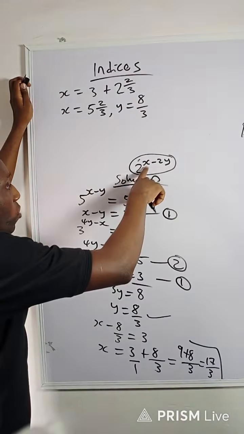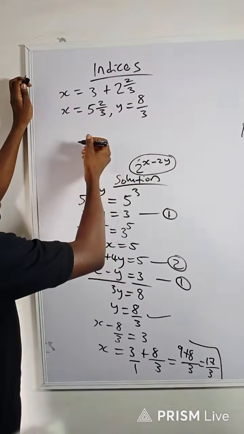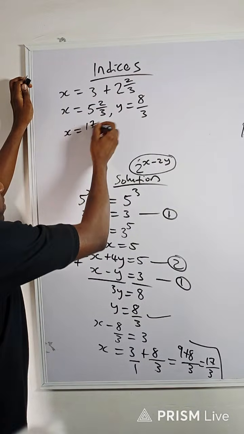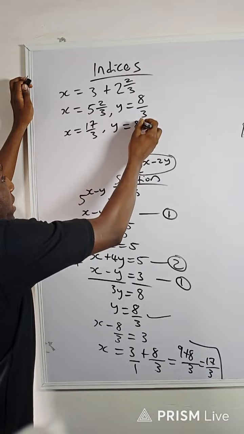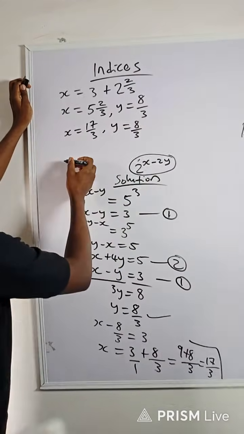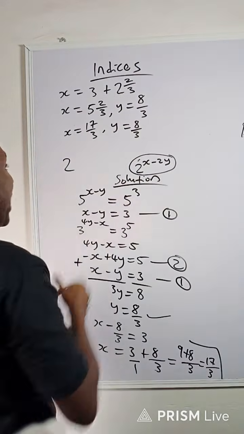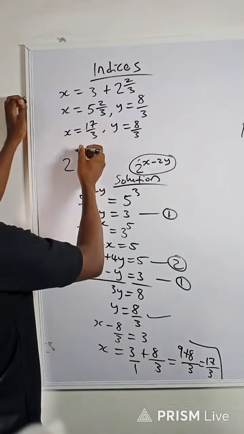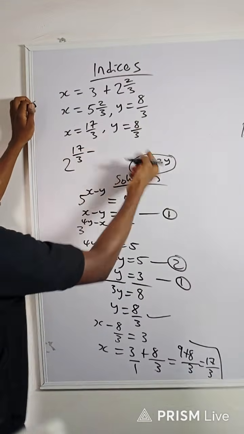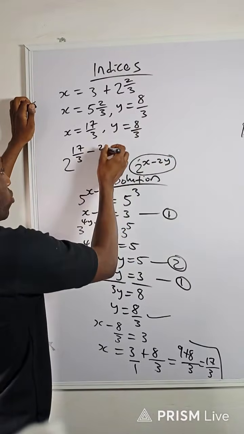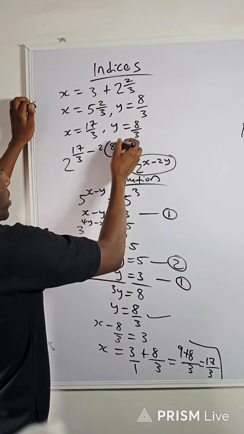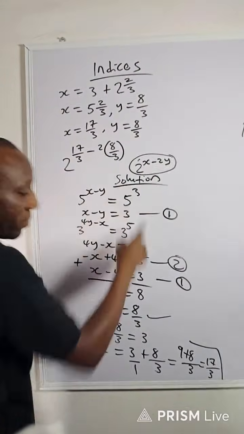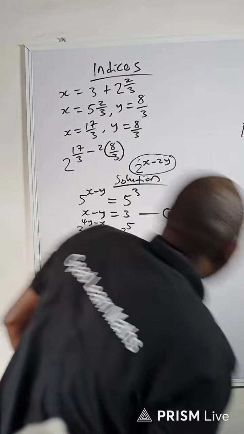We're trying to get 2 raised to the power of x minus 2y. So x is equal to, convert this to an improper fraction, 17 over 3, and y is equal to 8 over 3. So let's get this now. That will be 2 raised to the power of, what is x? X is 17 over 3 minus, this is 2y, so that's 2 times whatever y is. Y is 8 over 3. Are you with me? See what we're trying to find here. So let's keep going.